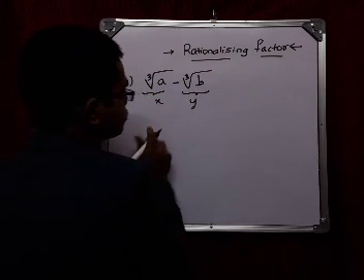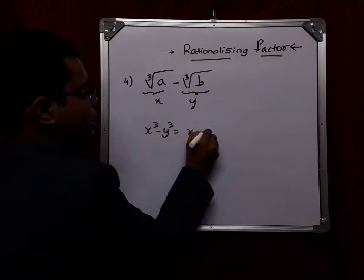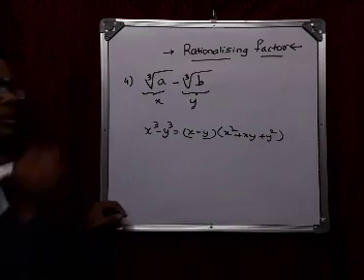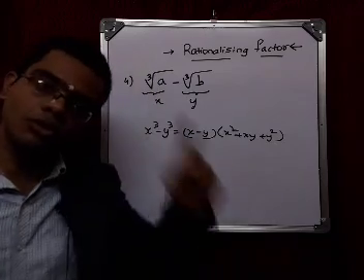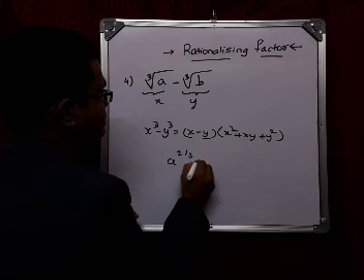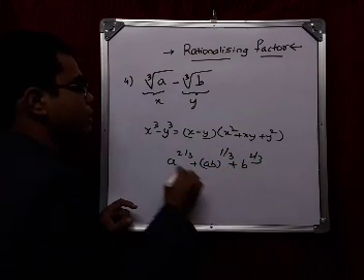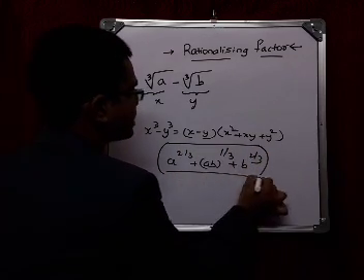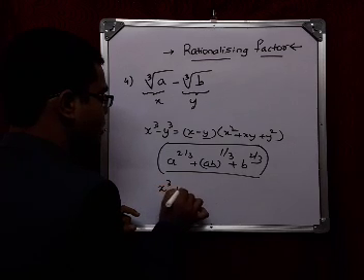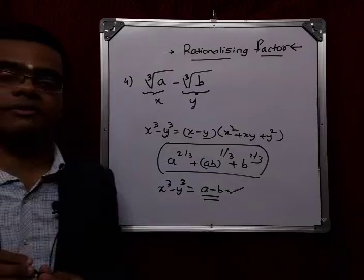Now for the rationalizing factor, we will think in terms of the formula x cube minus y cube equals x minus y into x square plus xy plus y square. So this x square plus xy plus y square is going to become the rationalizing factor. x square is going to become a power 2 by 3, and xy is going to become ab whole power 1 by 3, plus y square is going to become b power 2 by 3. So this is going to be the rationalizing factor. If you multiply x minus y into x square plus xy plus y square, you are going to get the answer x cube minus y cube, that is nothing but a minus b. I think this should be very clear, friends, to you.